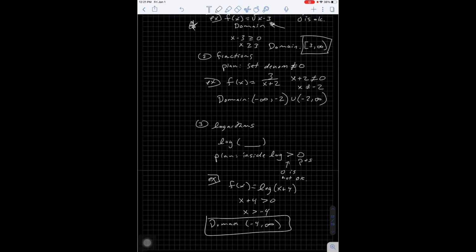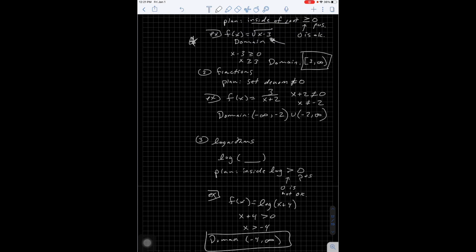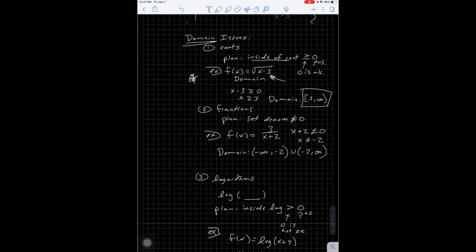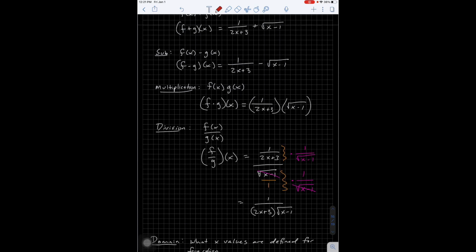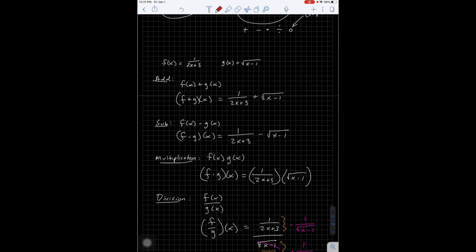Okay, now don't worry about number 3 as much right now. We're going to probably live in this roots and fractions in this section, but I wanted to show you all of those together in one place. So now let's scroll up to our operations and let's take a look at the domain. I'm going to do the domain on all of these problems in red.